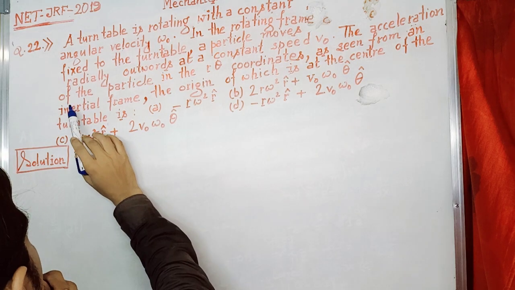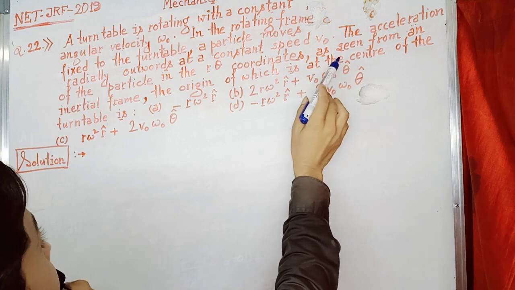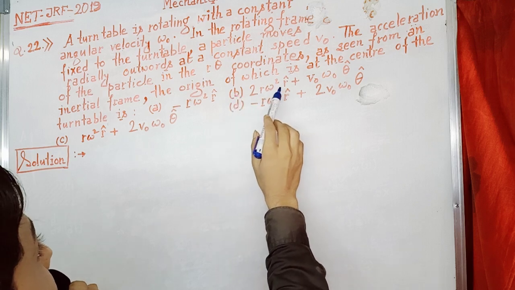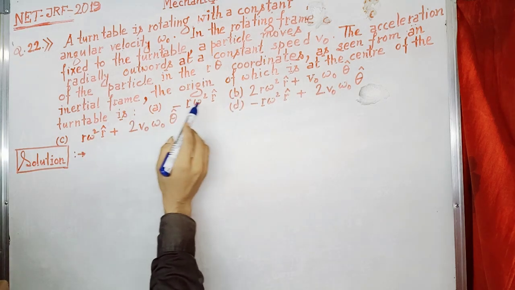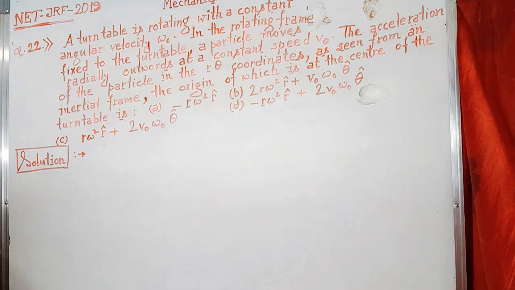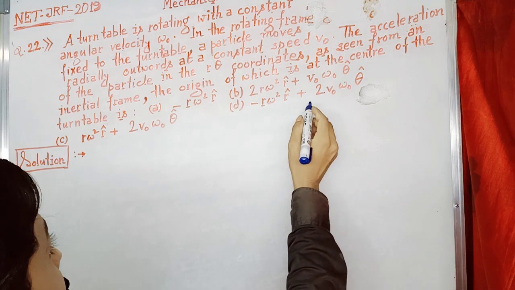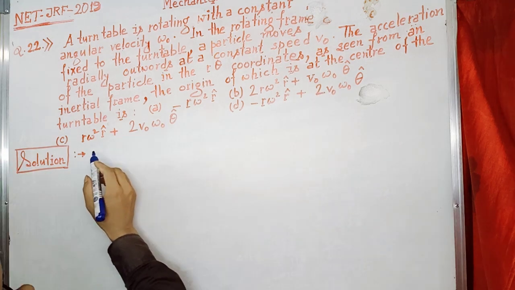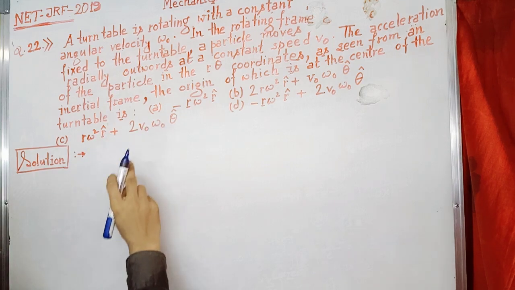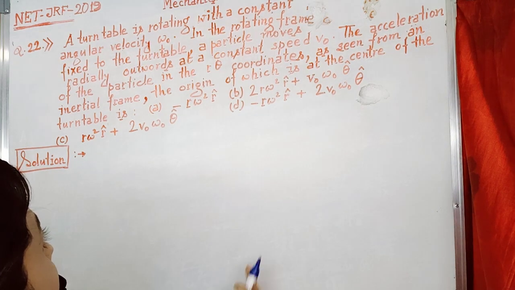The acceleration of the particle in the r theta coordinate as seen from an inertial frame, the origin of which is at the center of the turntable, is: option A, minus r omega square r cap; option B, 2 r omega square r cap plus v naught omega naught theta cap; option C, r omega square r cap plus 2 v naught omega naught theta cap; option D, minus r omega square r cap plus 2 v naught omega naught theta cap.